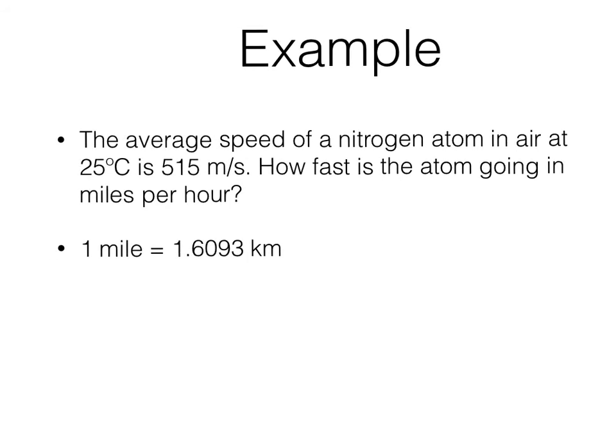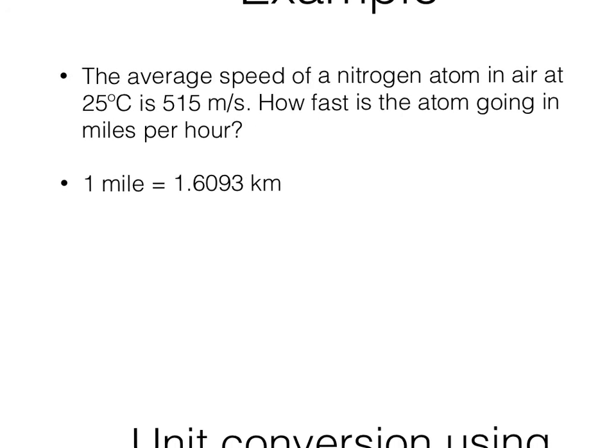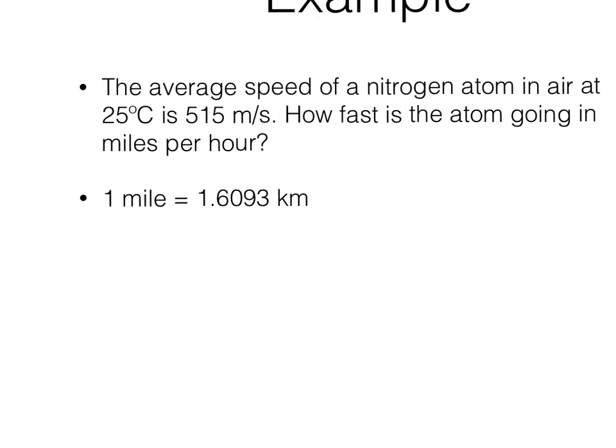So another example. The average speed of a nitrogen atom in air at 25 degrees Celsius is 515 meters per second. How fast are we going in miles per hour? When we start to look at this, it's a lot more things happening. So we have our 515 meters in 1 second. You'll notice that I've separated this out to, instead of just saying meters per second, I said in 1 second. This allows me to be able to convert the units.